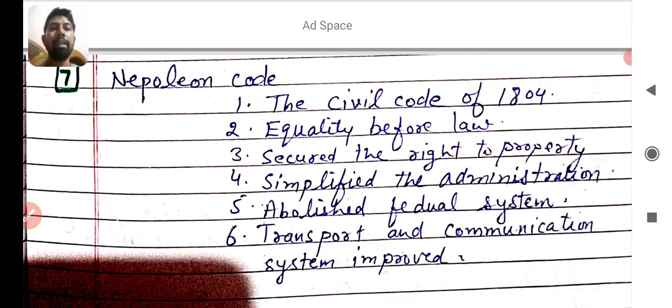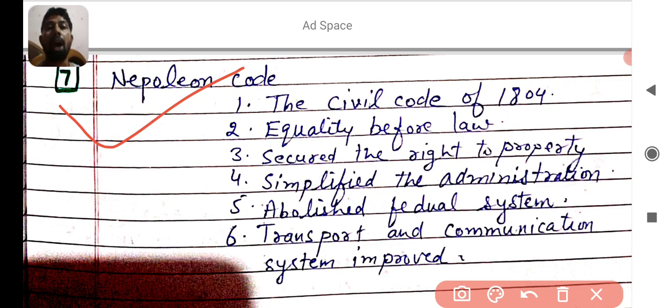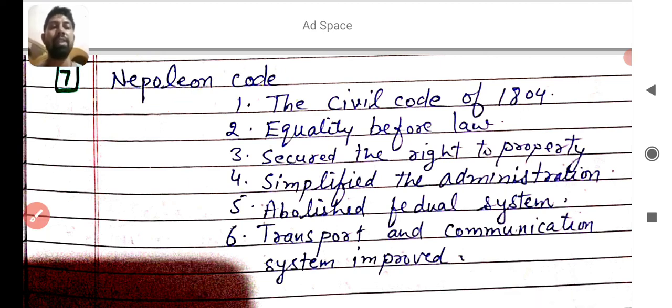And finally, he also made transportation and communication systems in the country improved. And these provisions were known as the Civil Code of 1804. There will be a 5 marks question in the exam: How did Napoleon change France through the Civil Code of 1804? I hope you got the point easily.